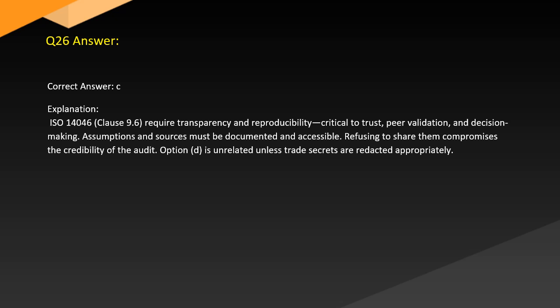Answer. Correct answer: C. Explanation. ISO 14046, Clause 9.6, requires transparency and reproducibility. Critical to trust, peer validation, and decision-making. Assumptions and sources must be documented and accessible. Refusing to share them compromises the credibility of the audit. Option D is unrelated unless trade secrets are redacted appropriately.